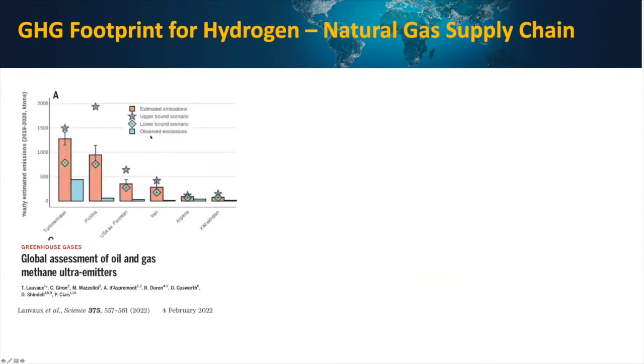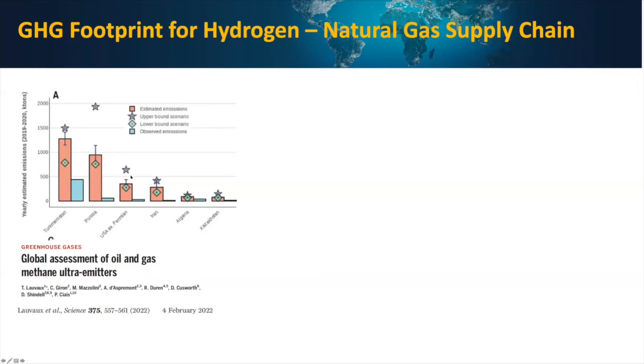The greenhouse gas footprint of hydrogen from natural gas has its own issues. This is a recent paper that came out using satellite measurements along the natural gas infrastructure on leakage and the fugitive emissions. And what you find is, of course, in many parts of the world, it is pretty bad: Turkmenistan, Russia. Unfortunately, we can't tell Russia what to do now. But we can look at the United States.